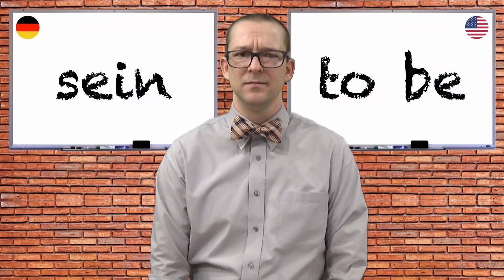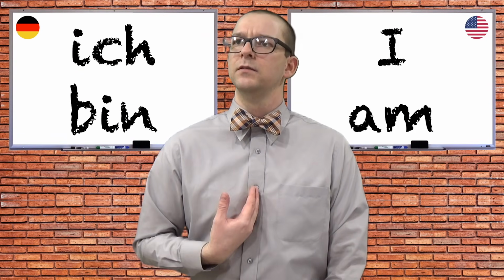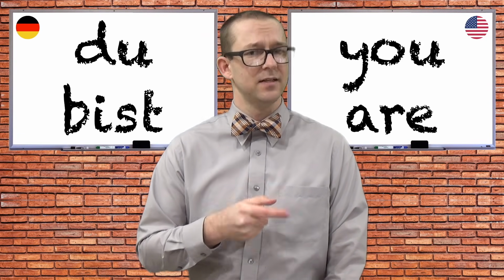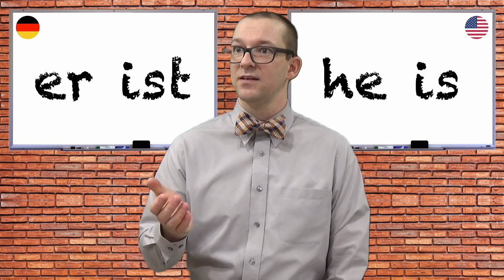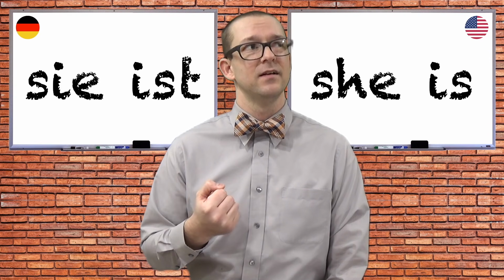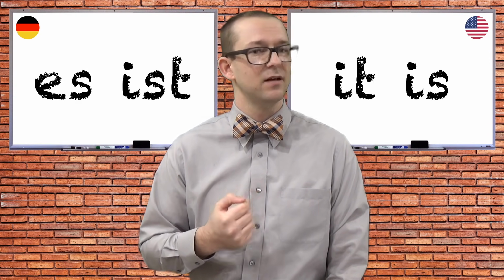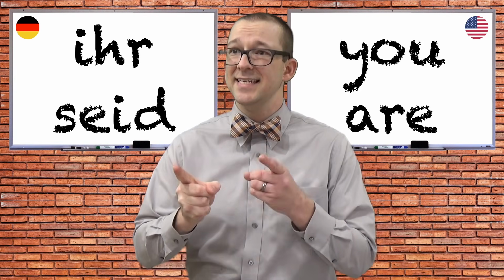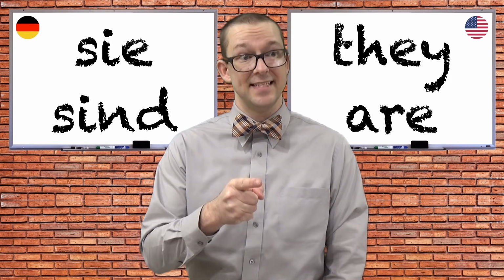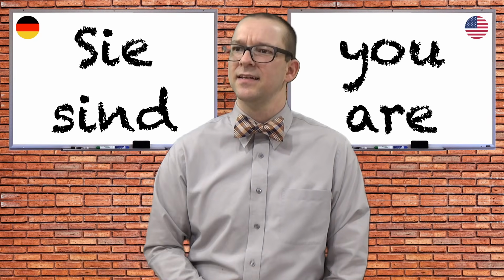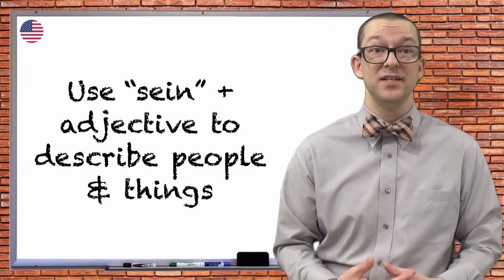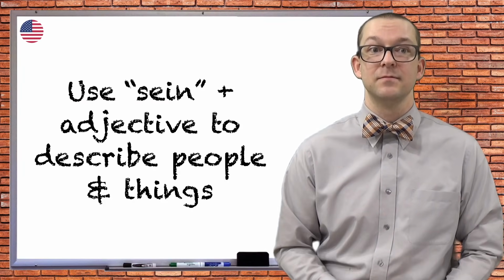Sein, to be. Ich bin. Du bist. Er ist. Sie ist. Es ist. Wir sind. Ihr seid. Sie sind. Sie sind. You can use sein with an adjective to describe people and things.